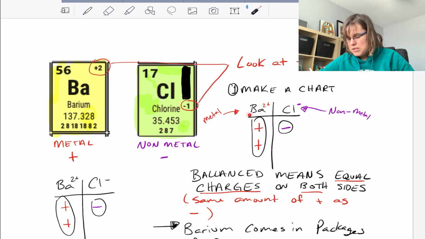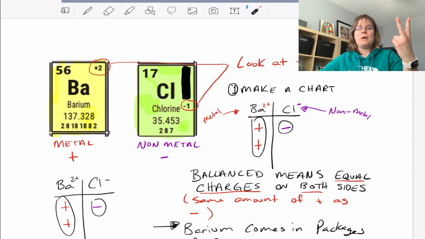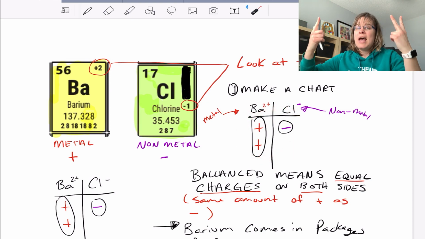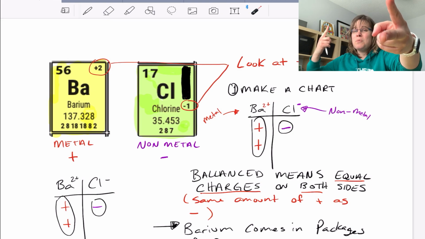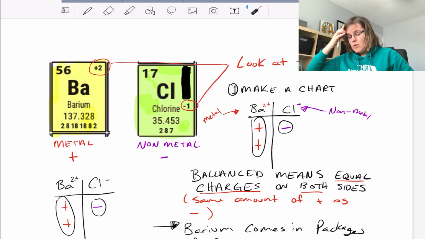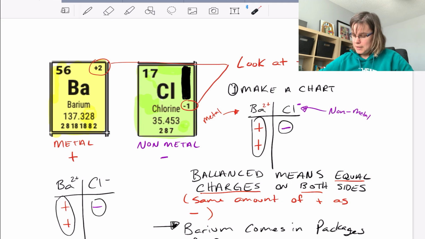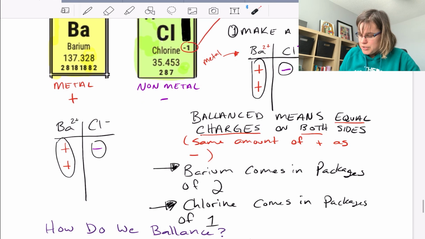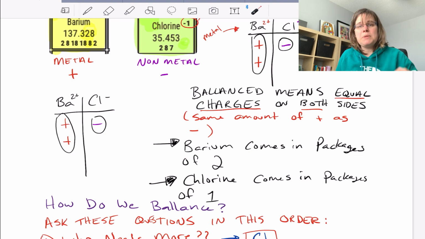So right now, this is not balanced. 2 bubblegums to 1 bubblegum ain't balanced. And if I give you the package of 2 bubblegums and I only get the 1, I'm going to be mad because I want my bubblegum. So balance means we have to do something. Balance means equal charges on both sides. So barium comes in packages of 2, chlorine comes in packages of 1.